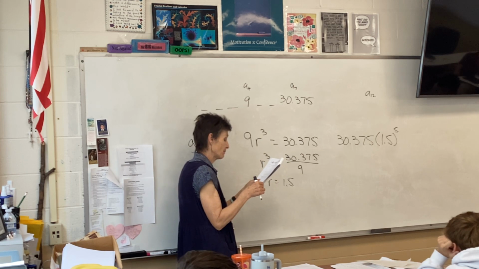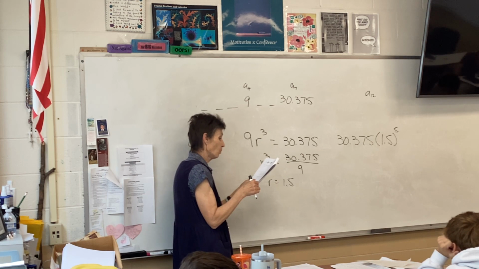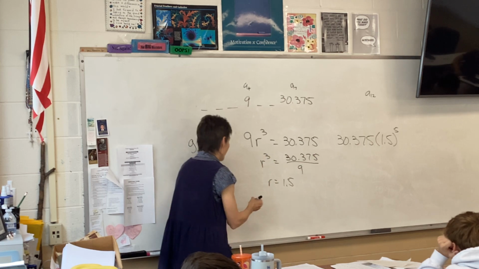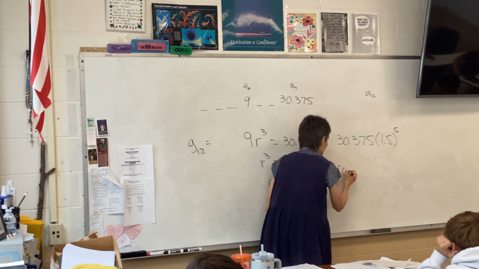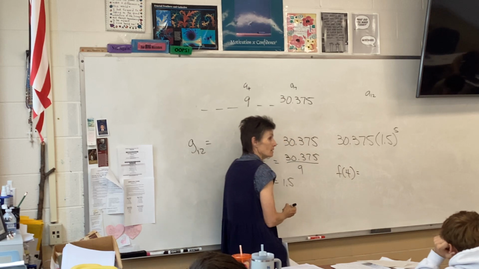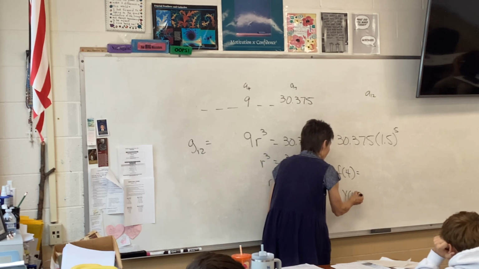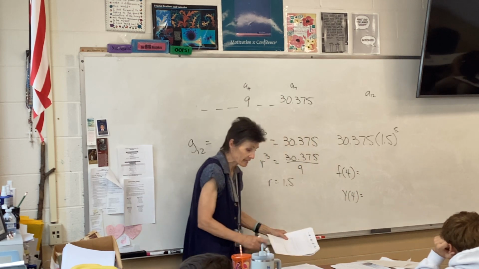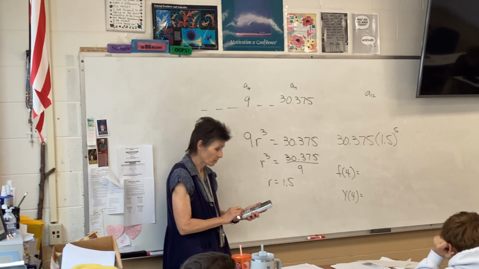All right, 77. The table presents values. Cubic regression is used. What is the value of f(4)? Okay, so we're going to do a cubic regression, and then we're going to use our Y button and plug in 4. That's all. It's that easy. So go ahead, do a cubic regression.